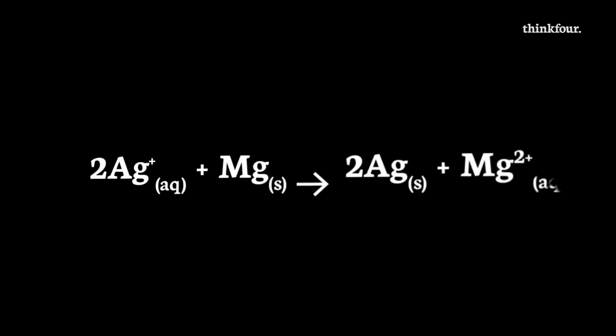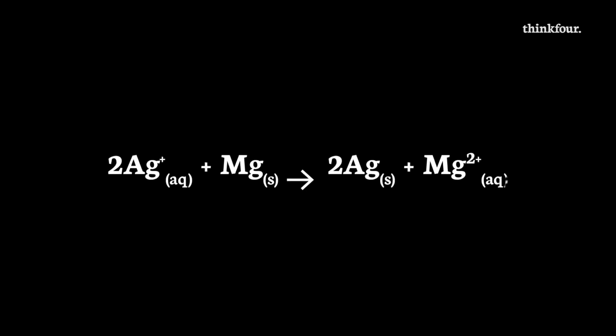To identify which substance is the reducing agent and which one is the oxidizing agent, let's have a look at an example. Magnesium will displace silver from silver nitrate. Magnesium metal will lose 2 electrons to become magnesium ion, Mg2+, and silver ion, Ag+, will gain 1 electron to become silver metal. The second ion-electron equation needs to be multiplied by 2 to balance the number of electrons to obtain the redox reaction. 2Ag+ plus Mg gives 2Ag plus Mg2+.